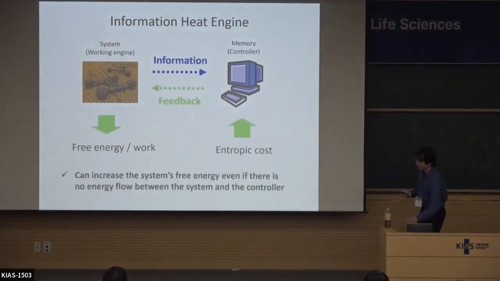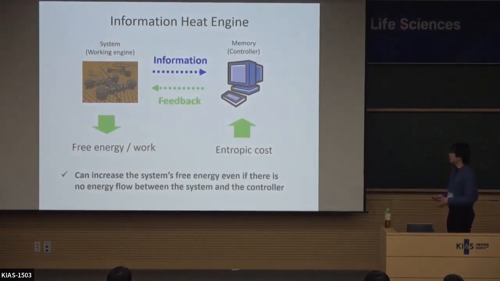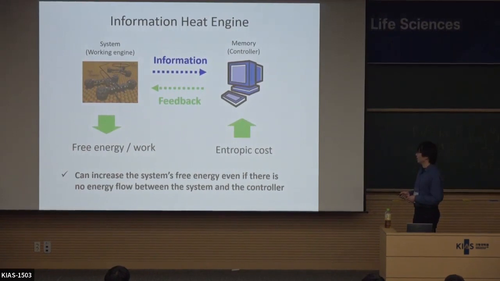But anyway, the interesting point of this kind of Schrödinger engine is that without performing measurement and feedback, we cannot reduce the entropy of the system. In other words, without injecting work or free energy directly into the system, we cannot increase the system's free energy. But in the presence of Maxwell's demon, we can perform the measurement and feedback, and we can extract the work from here without injecting energy directly into the system.